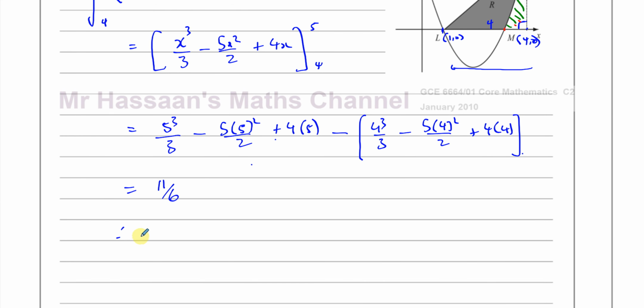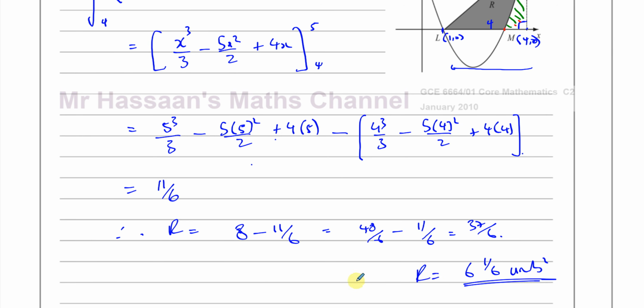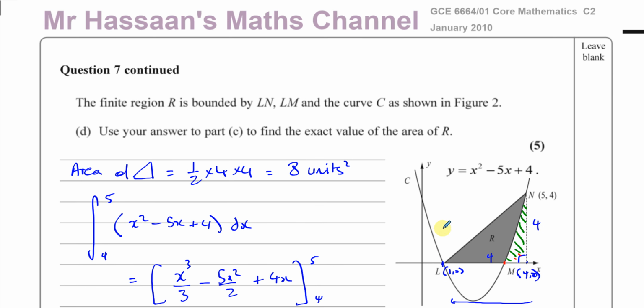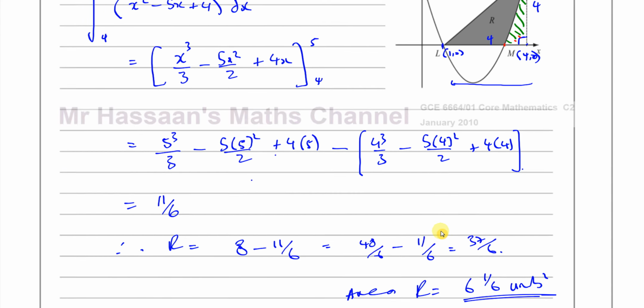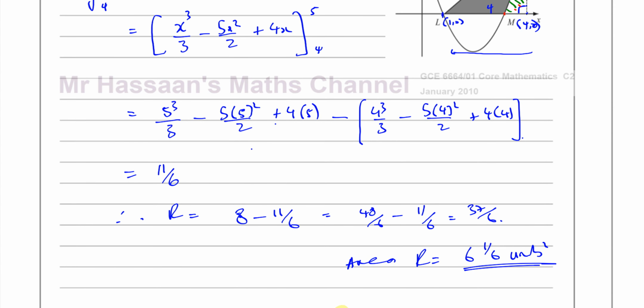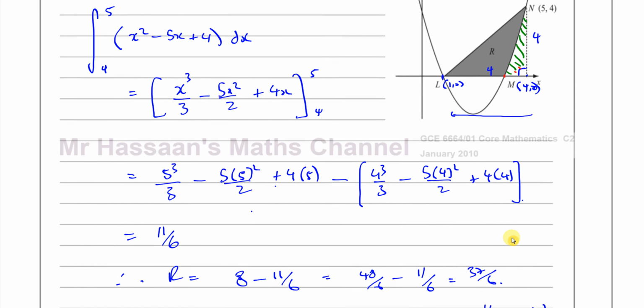So therefore the region R is going to be 8 minus 11 over 6, which is 48 over 6 minus 11 over 6, and 48 minus 11 is 37 over 6. So you're going to have 6 and 1/6 units squared. That's the area of R. The area of R is 6 and 1/6 square units. And there's the answer to part D, and that answers the question.